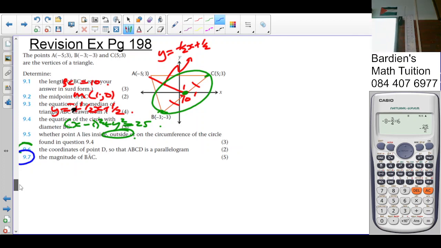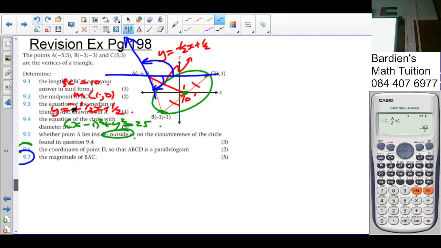Sure. Good. Nice. The magnitude of BAC, people, very important. BAC, which is this angle here. So what I do is I say, let's see, what can we do here? If I draw the axis here, well, I don't need that line going across. So this line here would actually give me the size of this angle. Not so. It will give me the inclination of that angle.